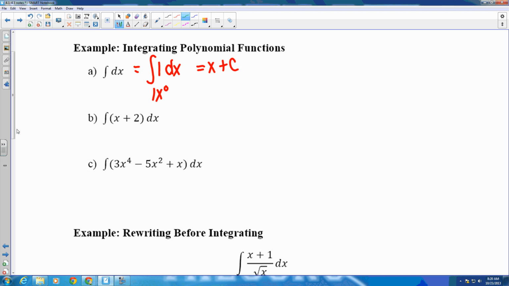Now we're taking the integral of x plus 2. We take the integral of each individual term. x turns into x squared over 2, and 2 turns into 2x, plus c.